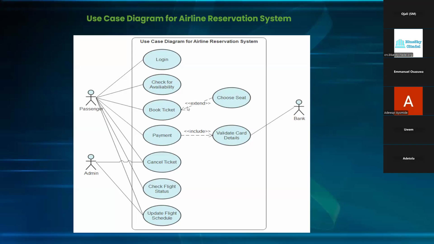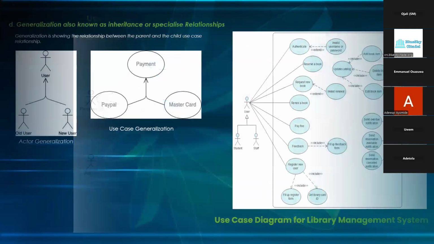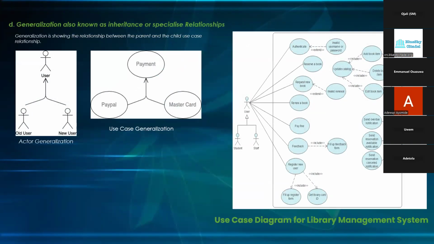So we have this broken line that shows a base use case and an extend use case or an include use case, depending on your design. Again, this is another relationship. It's called generalization, also known as inheritance or specialization.